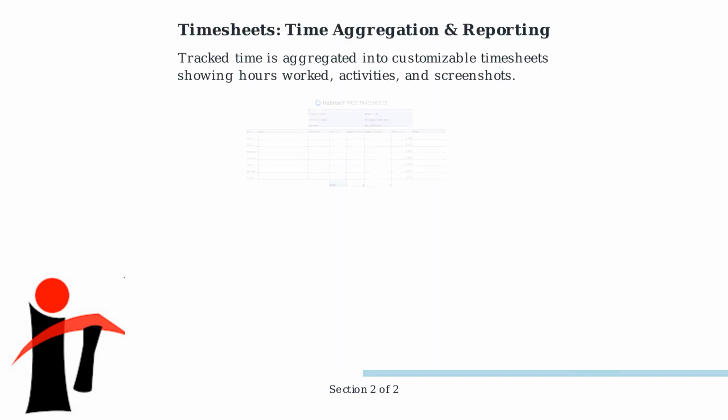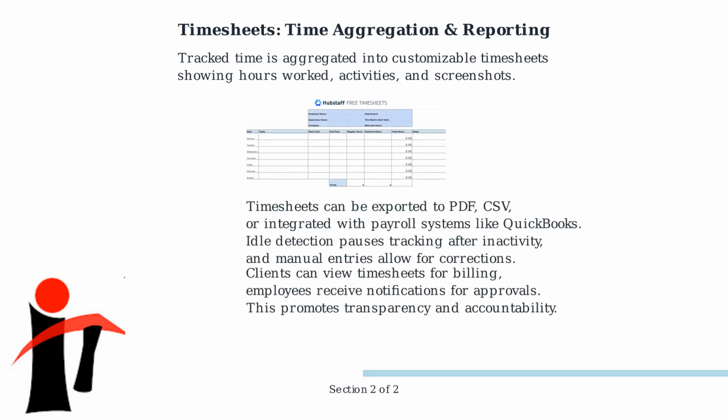Tracked time is aggregated into customizable timesheets showing hours worked, activities, and screenshots. Timesheets can be exported to PDF, CSV, or integrated with payroll systems like QuickBooks. Idle detection pauses tracking after inactivity, and manual entries allow for corrections.